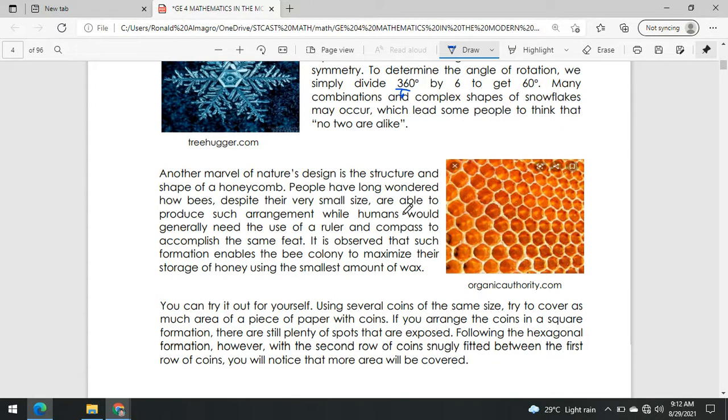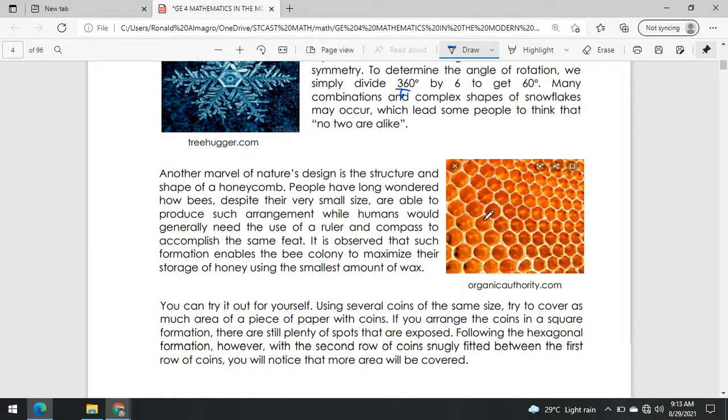People have long wondered how bees, despite their very small size, are able to produce such an arrangement, while humans would generally need a ruler and compass. Their structures are very unique. Humans cannot build a house without a ruler, a level, or steel measurement.